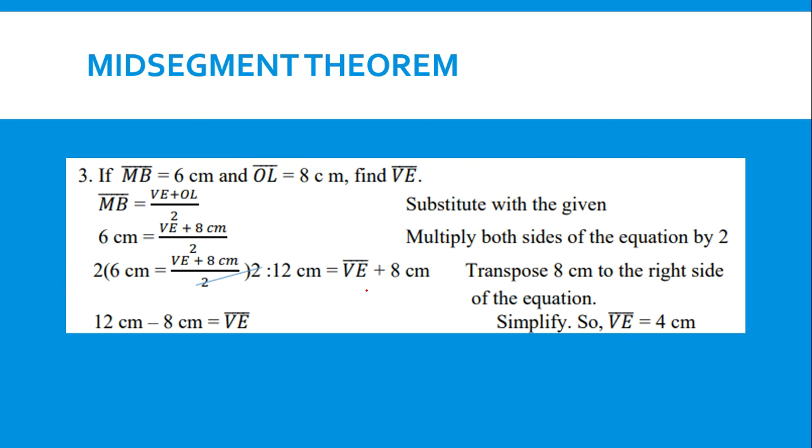Number 3, if MB equals 6 centimeters and OL equals 8 centimeters, find VE. So, MB, which is the median, and OL, which is one of the bases of the trapezoid, are given in the problem. So, the median and one of the bases are given. Find VE. So, this is the other base. Okay, the base of the trapezoid is what we are looking for.